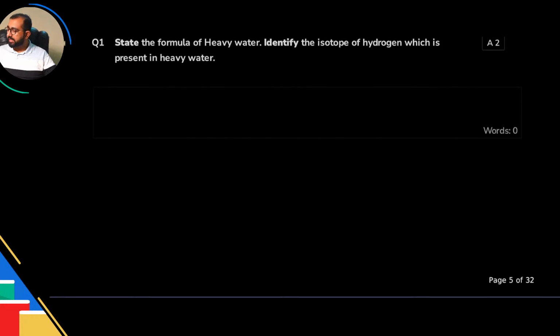Okay. State the formula of heavy water. Identify the isotope of hydrogen which is present in heavy water. Again, they've already told us that it's just water. It's the same thing, which goes to show that chemically it's the same thing, right? But there are 3 isotopes of hydrogen. One of them is H1, one is H2, and one is H3. This one is hydrogen, this is deuterium, and this one is tritium.